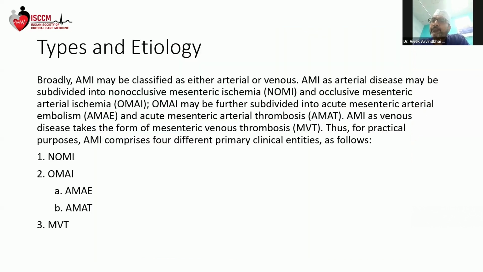Next. Now let's come to the types and etiology. Broadly, acute mesenteric ischemia is classified into arterial and venous. The arterial disease may be subdivided into non-occlusive mesenteric ischemia and occlusive mesenteric ischemia. Occlusive mesenteric arterial ischemia is further divided into acute mesenteric arterial embolism and acute mesenteric arterial thrombosis, right? And in venous, it's mesenteric venous thrombosis. So let's go one by one as far as the types of mesenteric ischemia are concerned. Next, please.